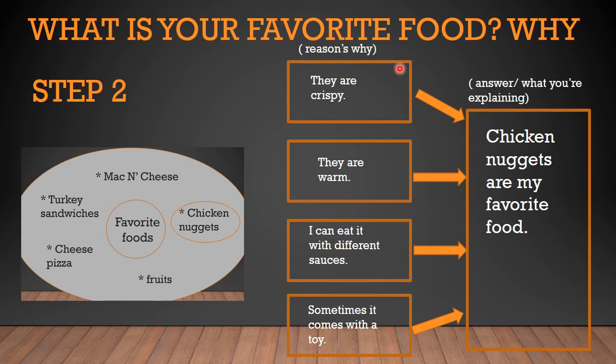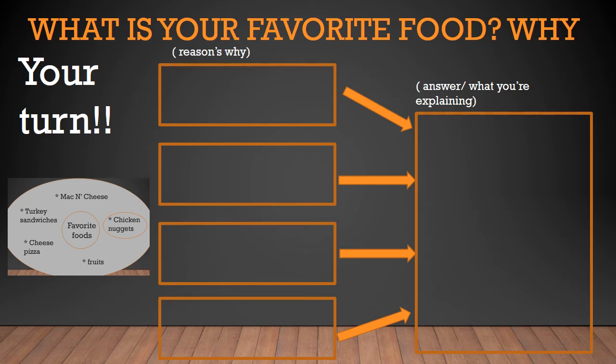Copy my topic sentences. Copy my sentences about reasons why. Pause this video and make sure your one-sided flow map matches my one-sided flow map. And then we'll continue on to step 3. So on your piece of paper, you should have a one-sided flow map that looks like this.